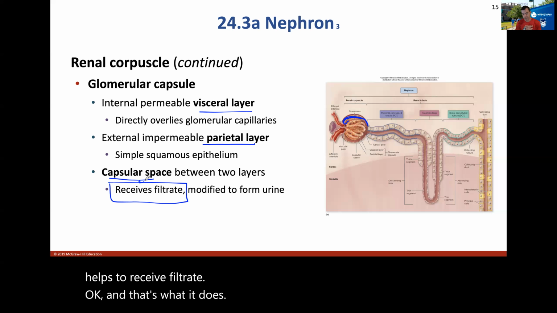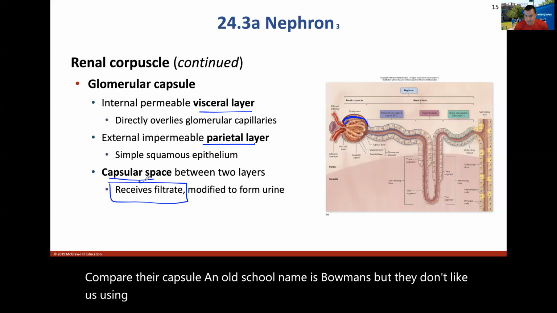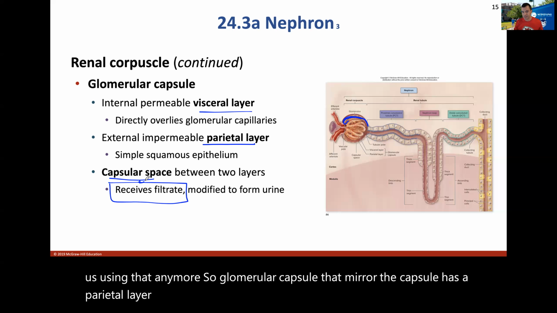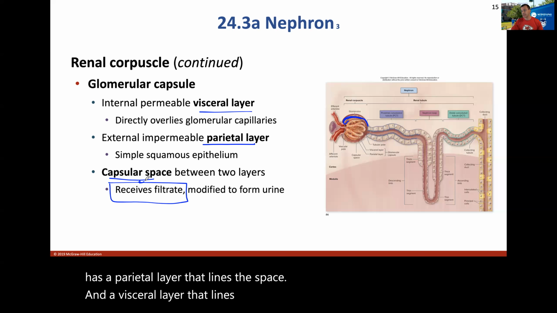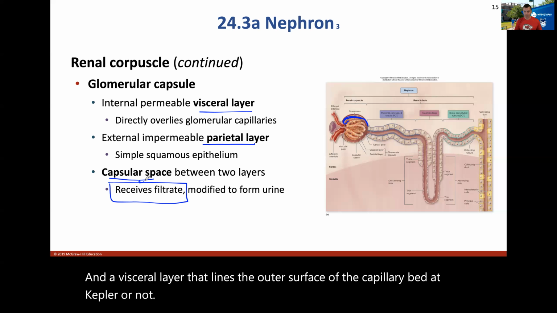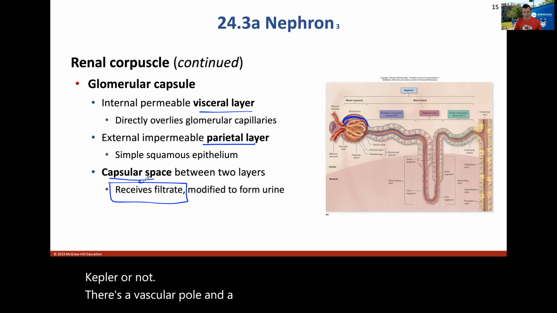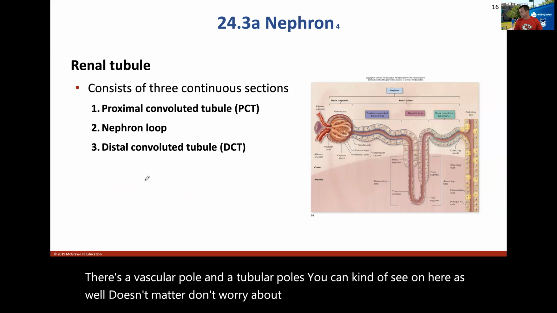Glomerulus, capillary knot. Glomerular capsule, and the old school name is Bowman's, but they don't like us using that anymore. So glomerular capsule. The glomerular capsule has a parietal layer that lines the space and a visceral layer that lines the outer surface of the capillary bed, that capillary knot. There's a vascular pole and a tubular pole, as you can kind of see on here as well. Doesn't matter. Don't worry about it.